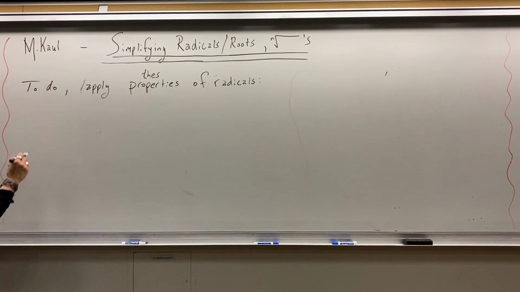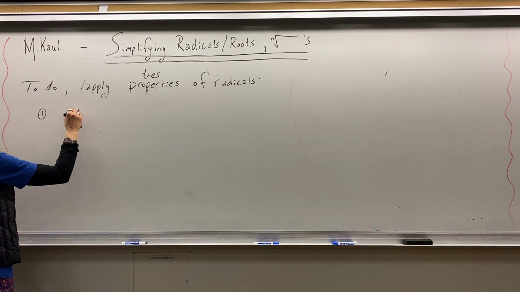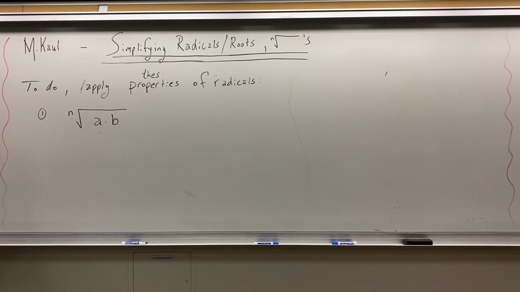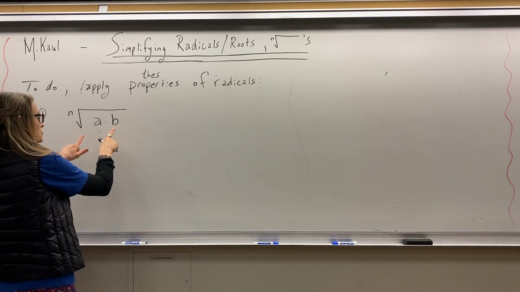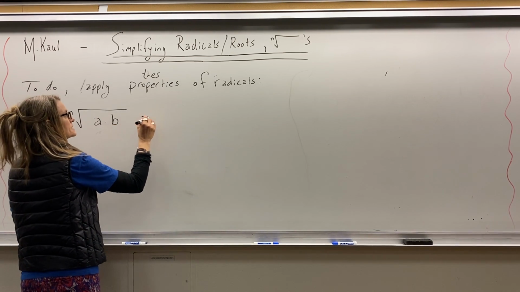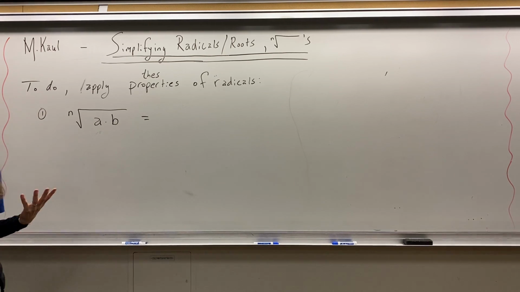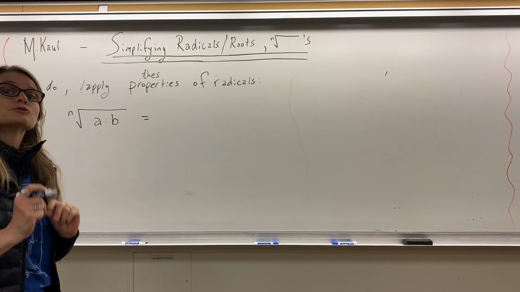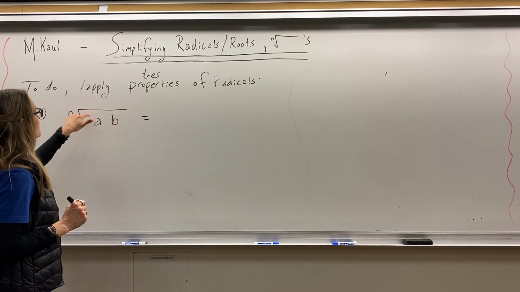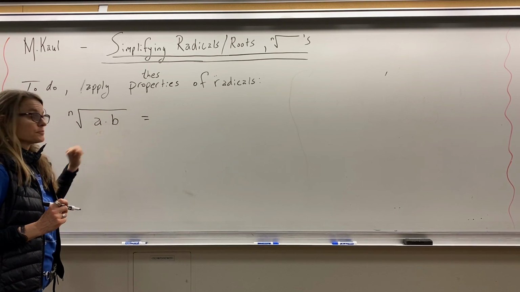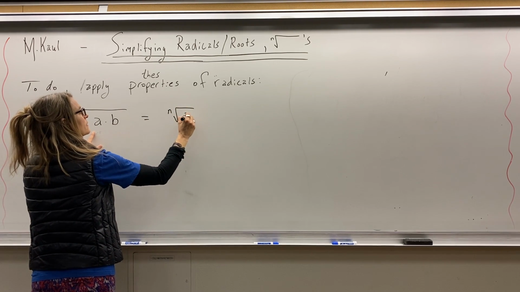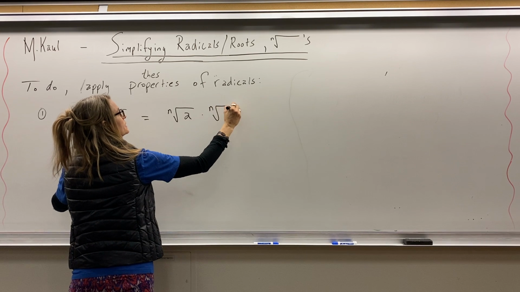So number one, this property is if you have the nth root of two real numbers, a times b, this is the same thing as separating these two quantities in multiplication form. Multiplication is nice because we could separate the roots and work with individual components of this radicand and simplify it. So this is the same thing as saying the nth root of a times the nth root of b.